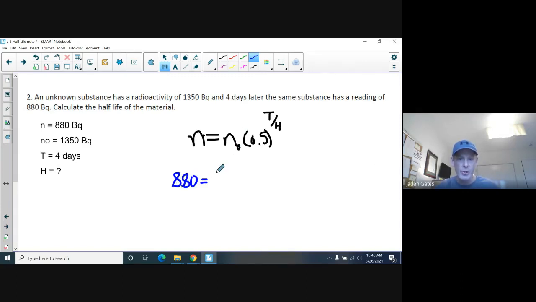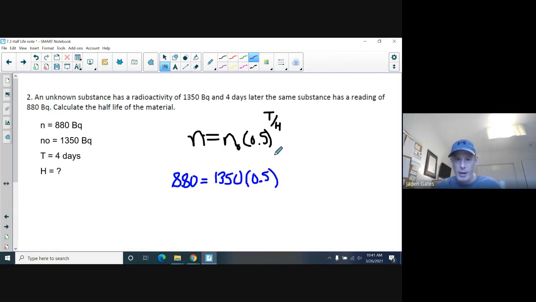And then my N naught is 1350. And a little note, by the way, is that your N naught should always be bigger than your N, because we're talking about things decaying, shrinking. So your starting amount always has to be bigger than your end amount. If you're confused on which one's N and which one's N naught, the smaller one's always the leftovers, the N. All right, so then I still get this 0.5 here.